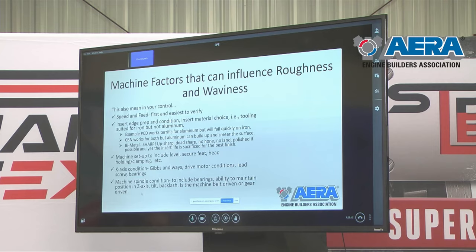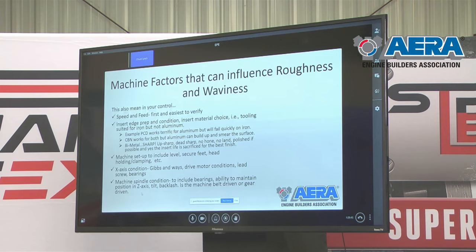Bimetal. Here's where you should really run a different insert if you're doing bimetal castings, and stay away from an edge prep. You want that thing as sharp as possible, dead sharp. Some of the verbiage or terminology that would be used for the tool guy would be an up-sharp insert, dead sharp insert. No hone, no land. Polish the face of it if possible. That way you don't have stuff trying to stick to it.